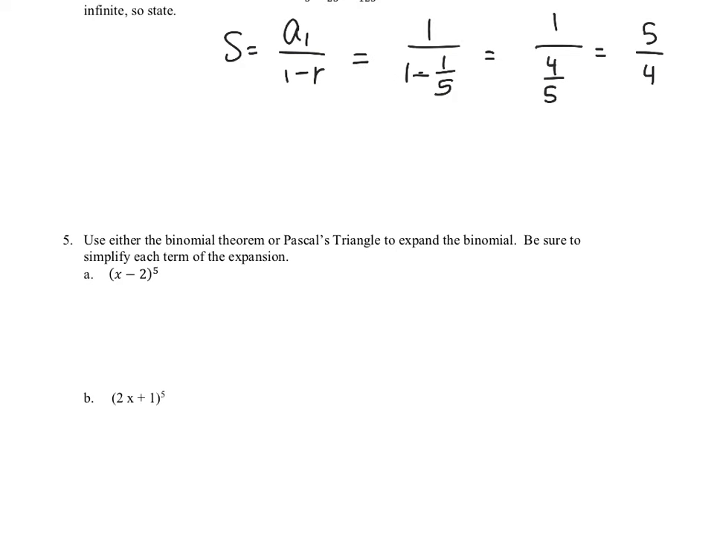Okay, question 5 says use the binomial theorem or Pascal's triangle to expand the binomial. Both of these are being raised to the fifth power, so we need 6 rows of Pascal's triangle.